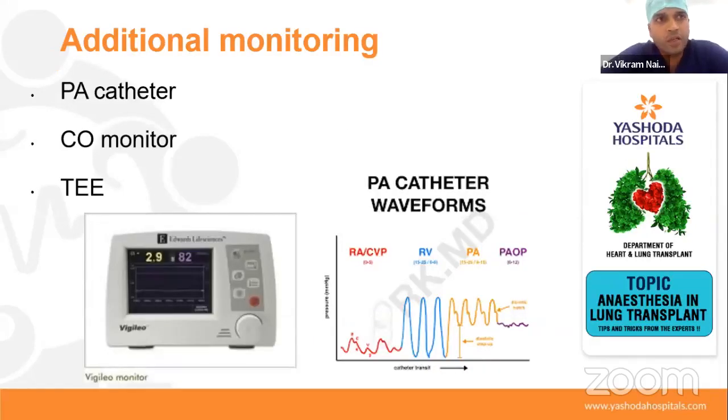So additional monitoring in a patient for lung transplant includes a PA catheter, a continuous cardiac output monitor, and intraoperative transesophageal echocardiography.